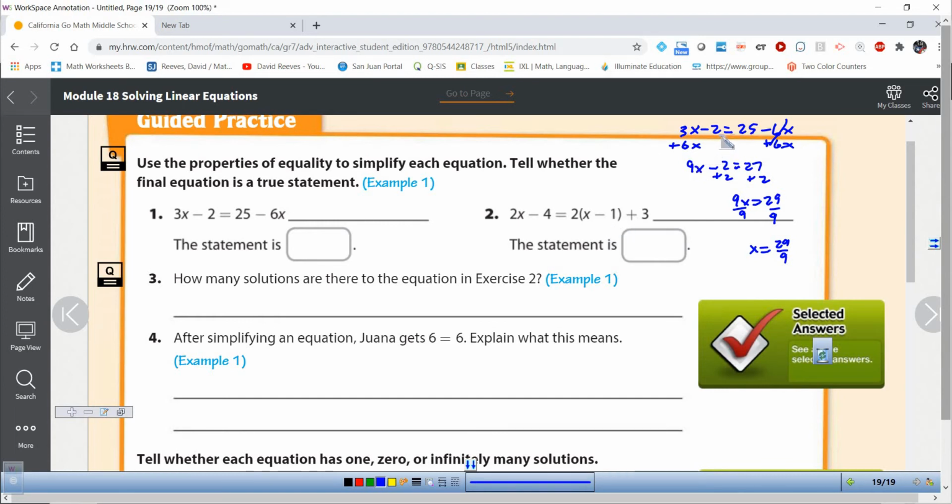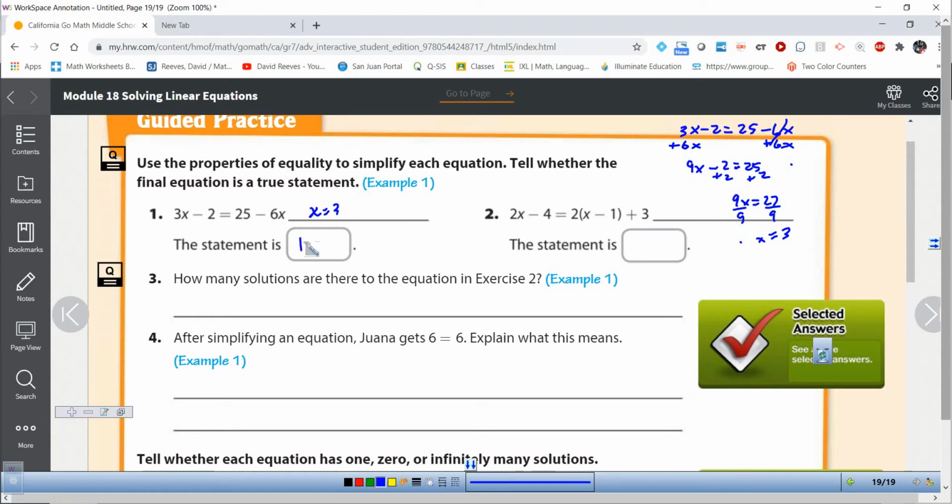All right, so again, did I write that down right? So 3x minus 2 equals 25 minus 6x. I added 6x to both sides. 9x minus 2. I added 2. Oh, that was not 27 plus 2. It was 25 plus 2, which was 27. And then when I divide by 9, I get x equals 3. All right. So x equals 3.